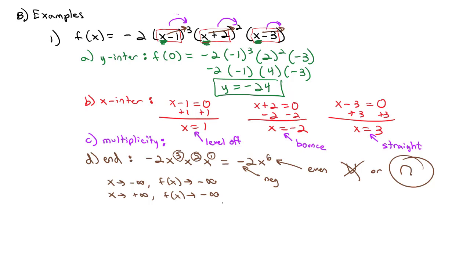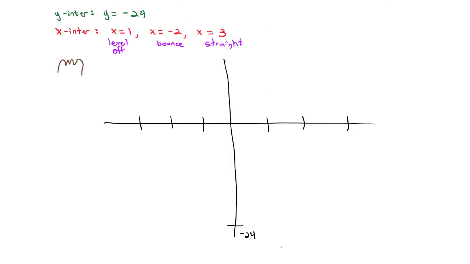So let's take all this information then and see if we can draw the graph. Okay, what I've done here is I've copied the information we had on our previous screen. So we knew the y-intercept is at -24. We know the x-intercepts are 1, leveling off, -2, bouncing, 3, straight. And then this brown little squiggly tells me I know I'm coming in from the bottom. It's going to wiggle somewhat and go out at the bottom because I know the end behavior. I don't know what the middle looks like.